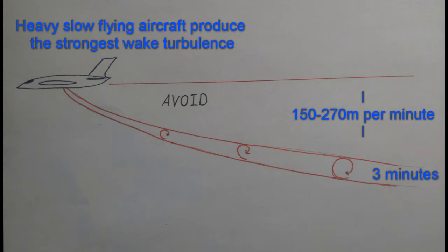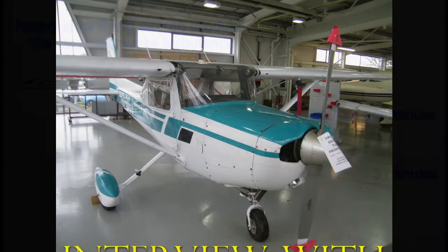The strength of these vortices is directly proportional to the weight of the aircraft and inversely proportional to the wingspan and speed of the aircraft. This means the strongest wake turbulences occur during landing, takeoff and climbing. It must be noted that helicopters create an incredibly strong wake turbulence.